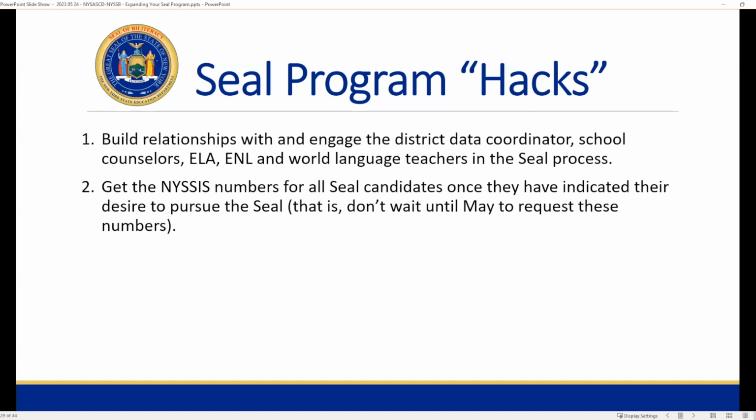But the hack is, instead of waiting until May when you have to submit that end of year data form that requires those numbers, get those NYSSIS numbers once you've identified every student that's going to pursue the SEAL that year. So maybe by January or February. And that way, for those students that don't make it, you can just remove those numbers, but you don't have to scramble in May when you're already busy with 100 different things to get these numbers.